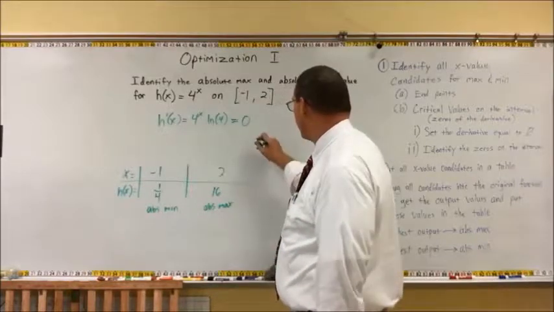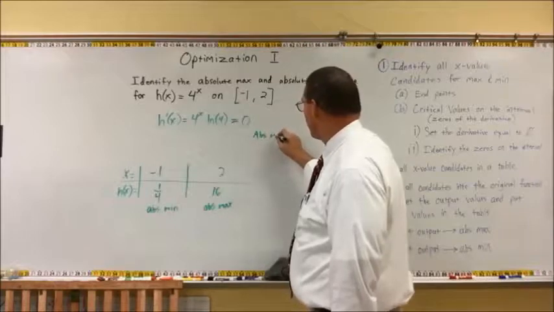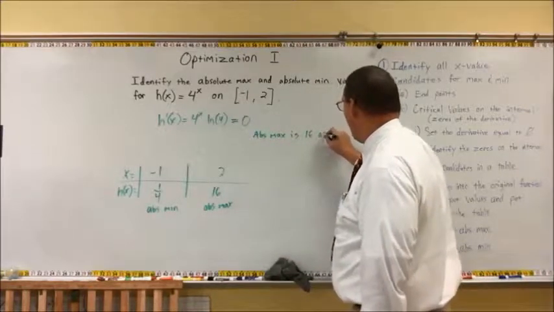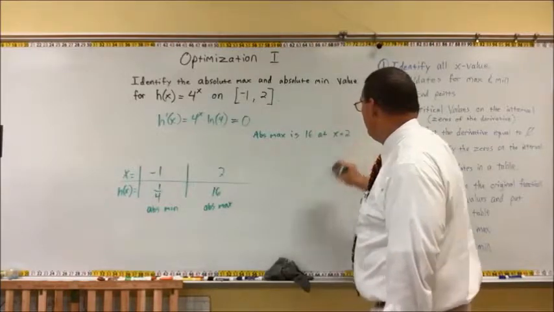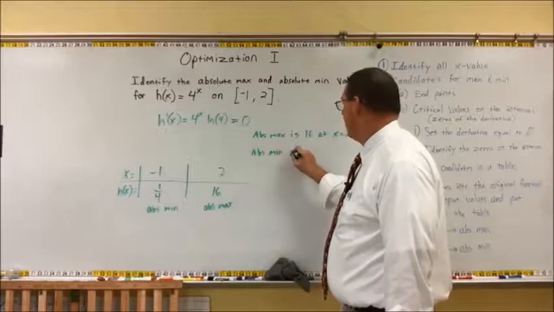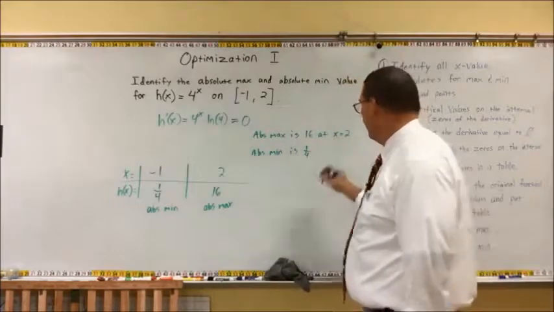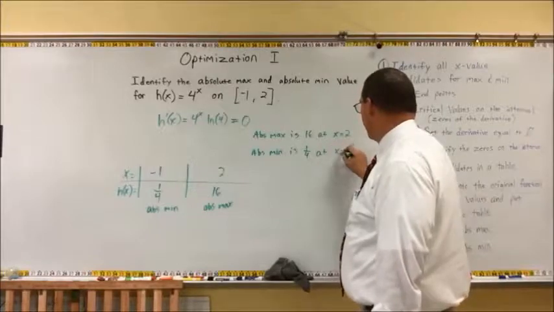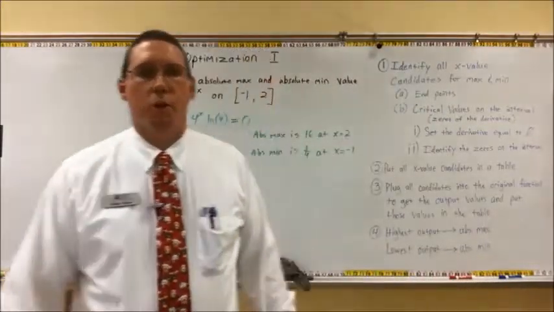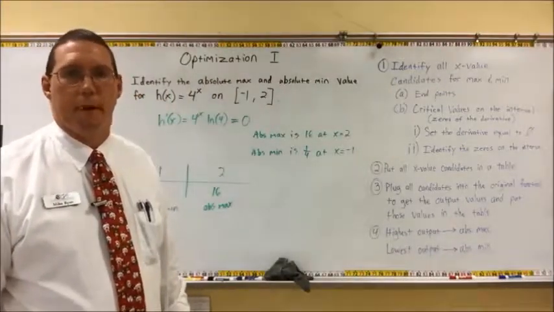And therefore, we can say that h of x has an absolute maximum of 16 at x equals 2. And the absolute minimum is 1/4 or 0.25 at x equals -1. Okay? That was an easy one. Just so you're aware, we can do all different kinds of functions. We can do absolute maximums and absolute minimums.